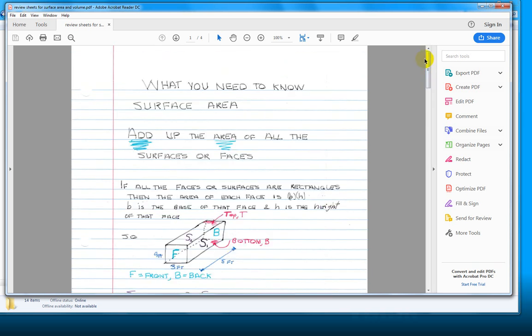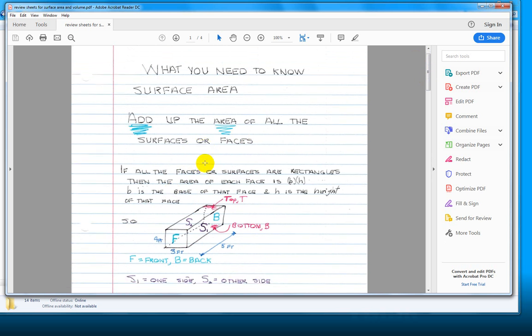Okay, it looks like a test is coming up again this week on surface area and volume. The stuff is not hard, you just have to know how to do it. The surface area of a solid is basically how much wrapping paper you need to cover up the box, cover up the solid thing.